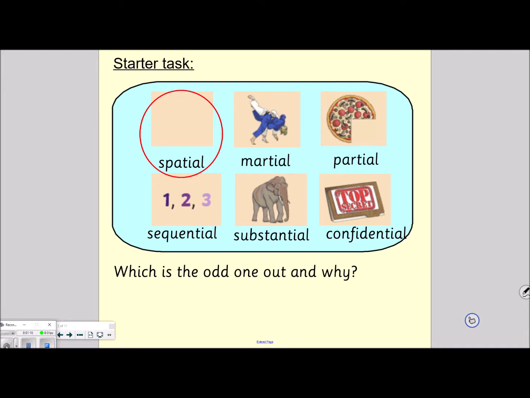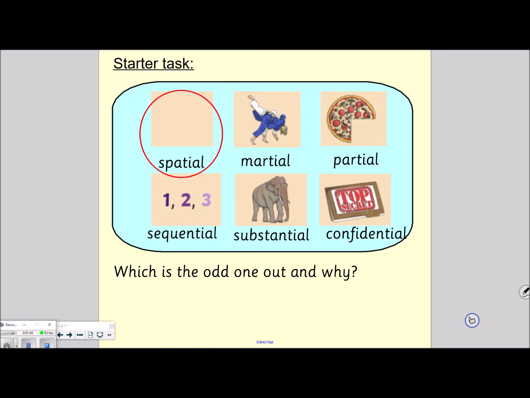So the first one, spatial, relates to the space in an area. Martial relates to fighting or war. Partial relates to not being whole or complete. Sequential, which is not one of our words this week, however it is still a word ending with the cial sound, relates to following in a logical order or sequence. And substantial relates to there being considerable size, worth or importance, hence why an elephant has been used. And the last one, confidential, which is when you intend to keep something secret.